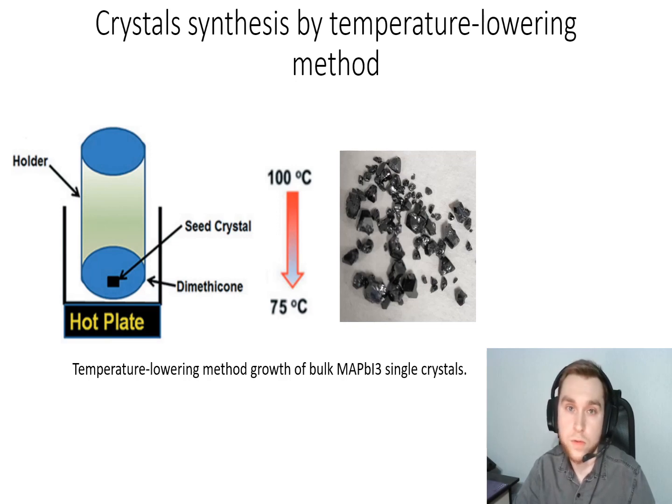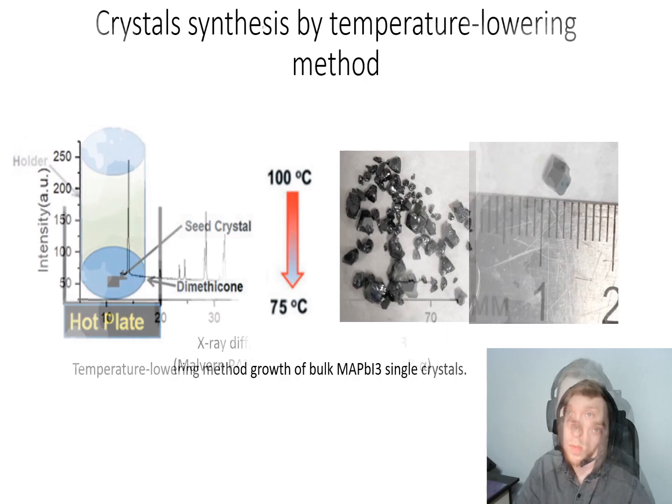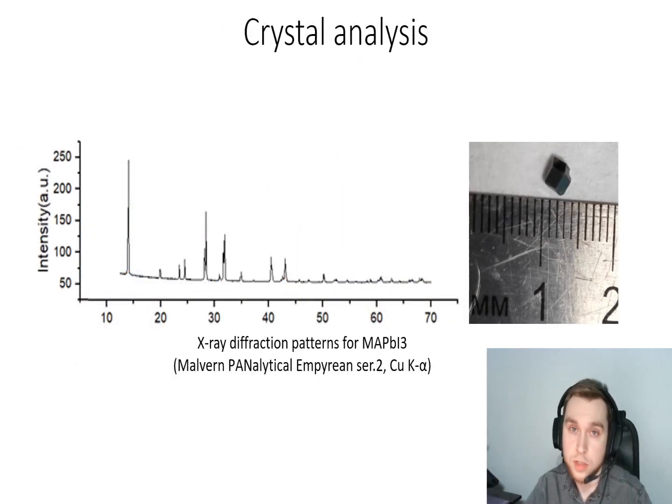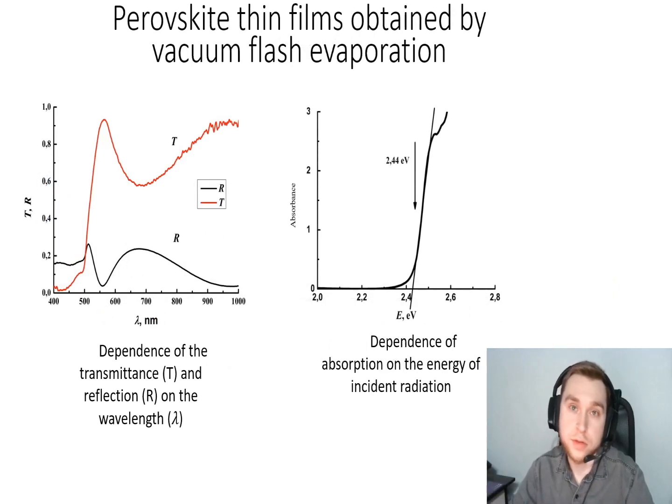Bulk crystals of methylammonium lead triiodide were grown by lowering the temperature in a hydroiodic acid solution. As a result, black-gray bulk perovskite single crystals were obtained. To identify the crystal structure of the obtained crystals, an X-ray phase analysis was carried out, and a diffraction pattern of tetragonal perovskite crystals was obtained. Using the crystals we obtained, on the basis of the Russian-Armenian University, a perovskite film was deposited by the flash evaporation method.